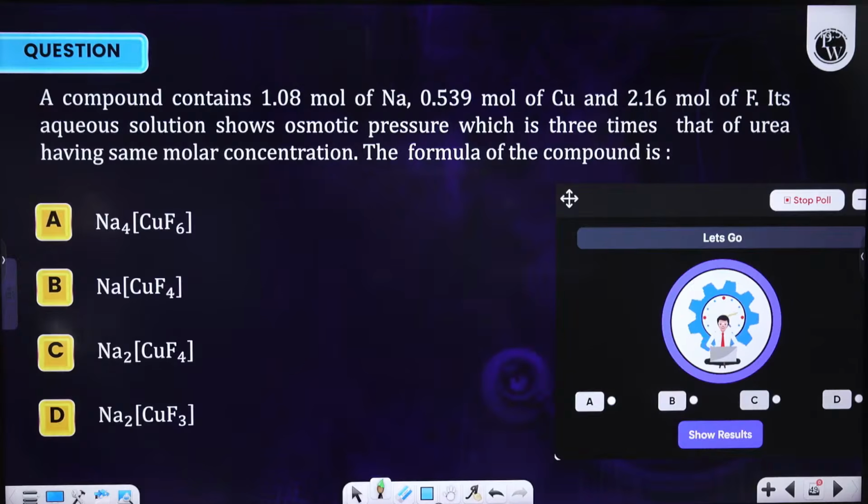Osmotic pressure which is 3 times that of urea having the same molar concentration. Formula of the compound.